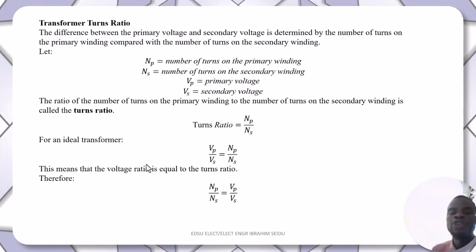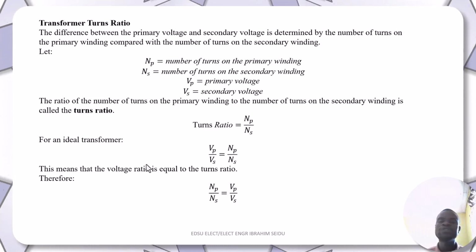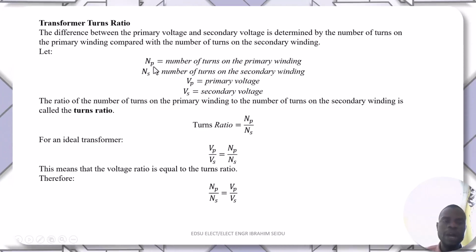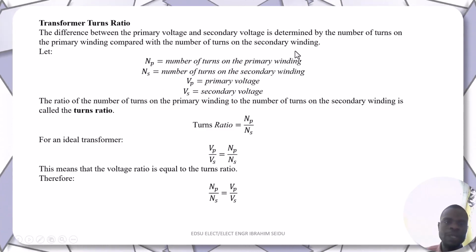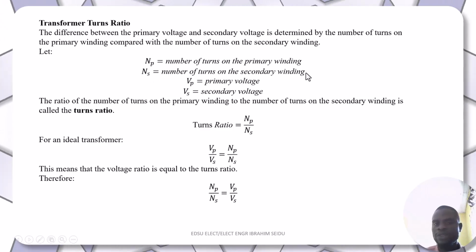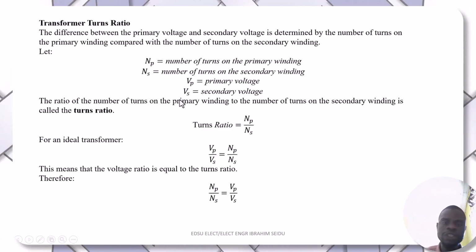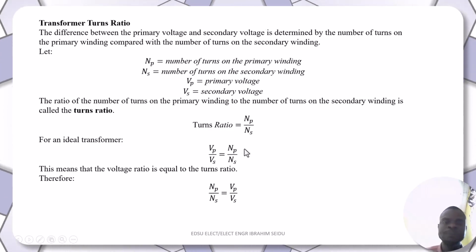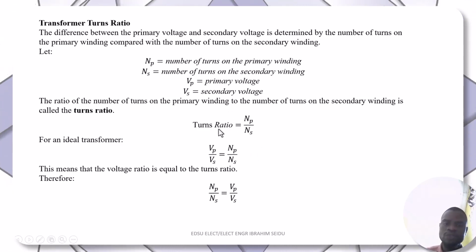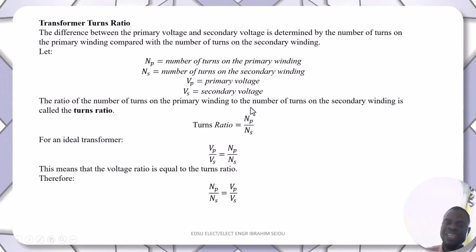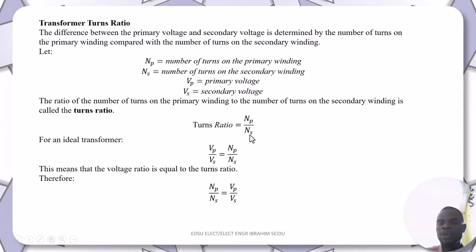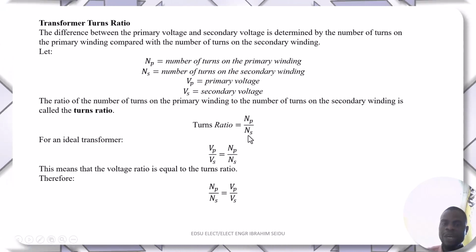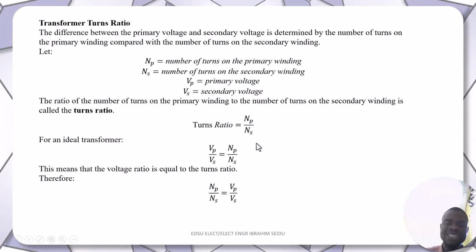Now, what is the transformer turns ratio? Turns ratio is very important in a transformer. Our NP is the number of turns in the primary winding, while our NS is the number of turns in the secondary winding, just like the primary voltage and secondary voltage also. The transformer turns ratio is the number of turns in the primary winding divided by the number of turns in the secondary winding.